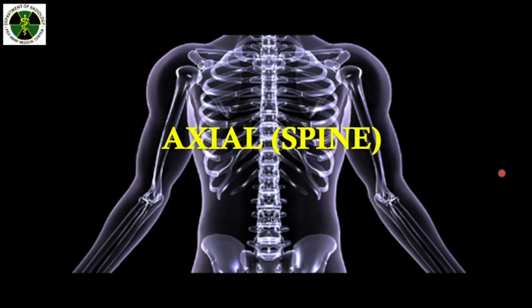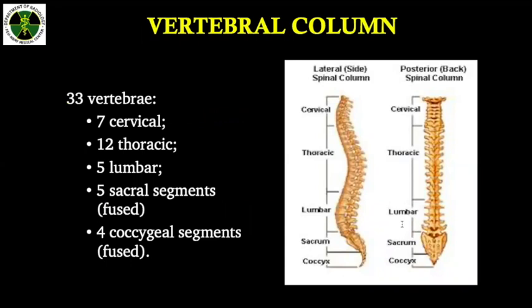Let's start. The vertebral column is made up of 33 vertebrae, 7 of which are cervical, 12 thoracic, 5 lumbar, 5 fused sacral, and 4 fused coccygeal.